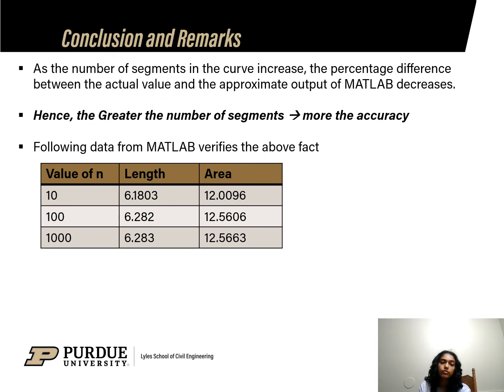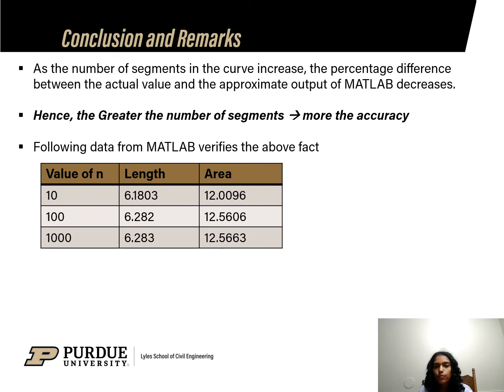Now, conclusion. What we saw from this is that as the number of segments in the curve increases, the percentage difference between the actual value and the approximate output of MATLAB decreases. What that means is basically that when we increase the total number of segments when defining a curve, the MATLAB program actually approximates the integration more closely, which means that a greater number of segments gives more accuracy.